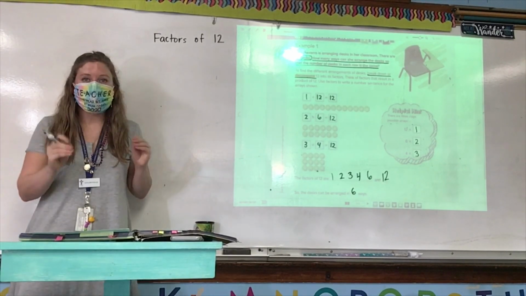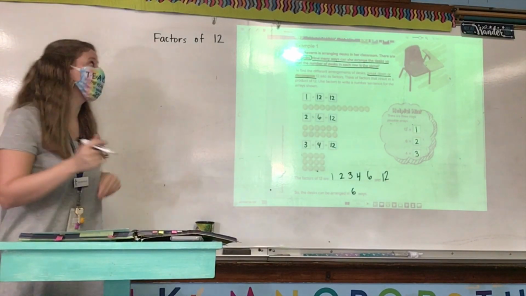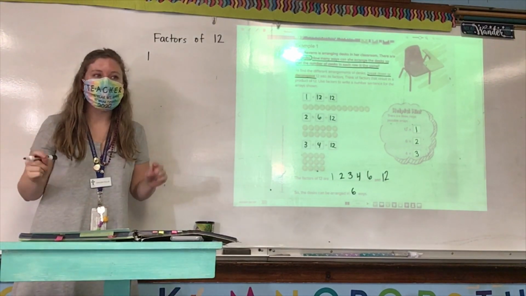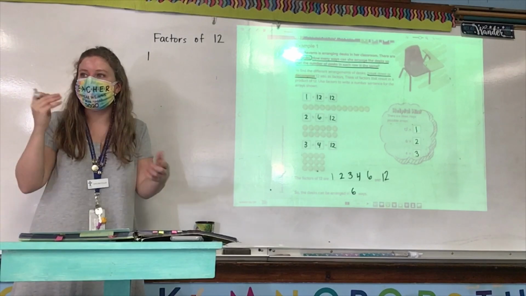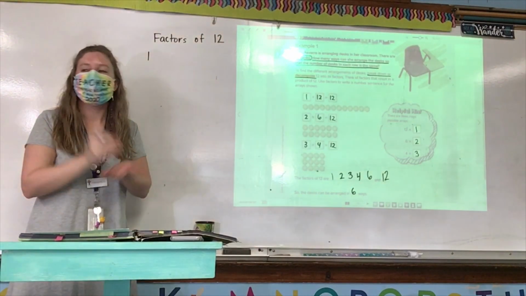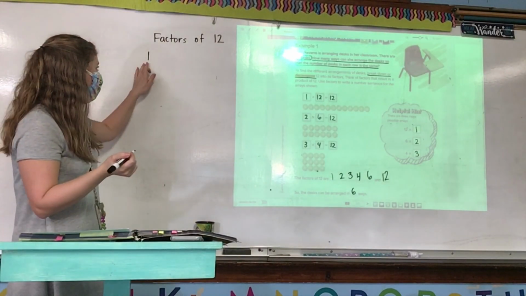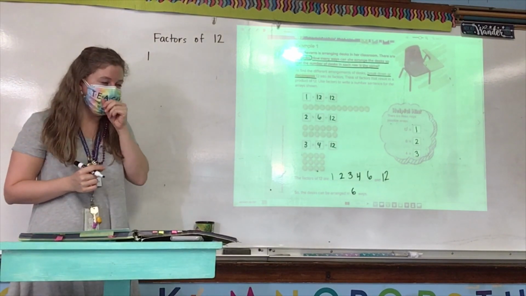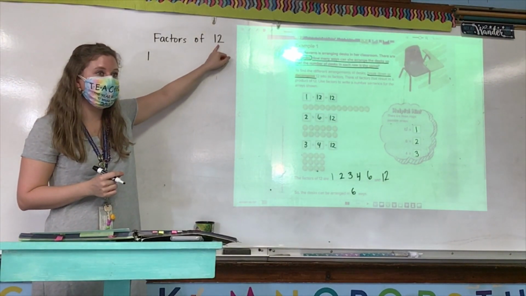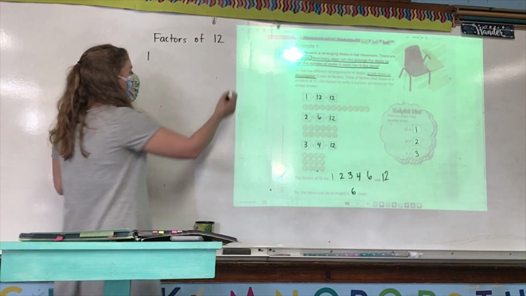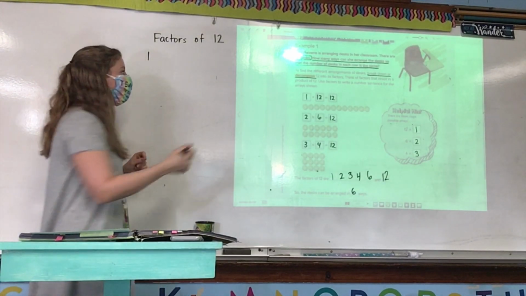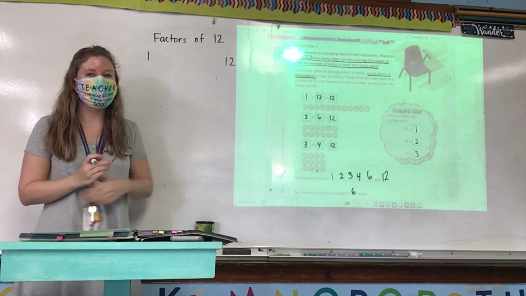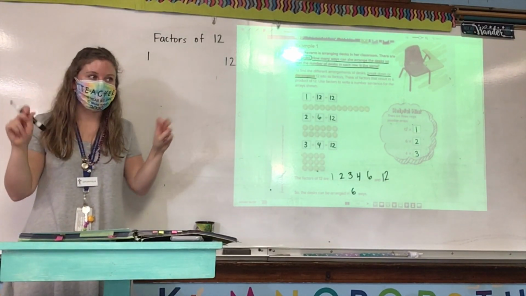So we always know the first factor of every single number is 1. The first factor of every single number on the planet is 1, because you can always multiply 1 by something to get a number. We know that because of the identity property of multiplication. We always know the last factor of every single number, because whatever the number is also a factor. So we know the first factor of 12 is 1. The last factor of 12 is 12. Notice how I have space between them. It's because I'm making a factor rainbow.